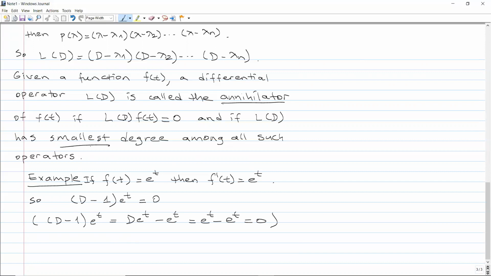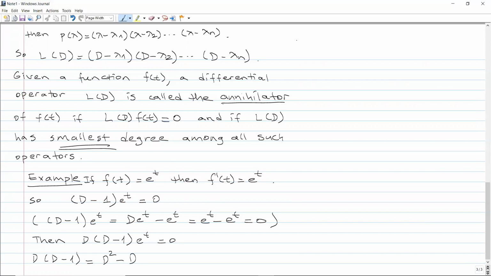So what we mean by smallest degree, because once you obtain an operator which annihilates a function, then you can multiply it with any other operator. When I say multiply, I mean take the composition. For example, D times (D minus 1) of e to the t is also 0. Now, what is D times (D minus 1)? This is, of course, usual polynomial multiplication, D squared minus D.